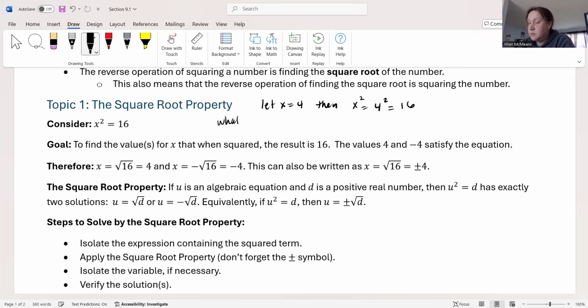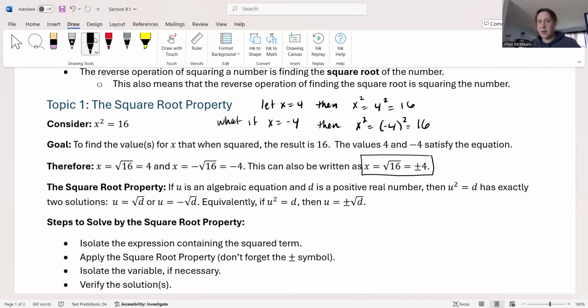What if x is negative 4? Well, then x squared would equal negative 4 squared, and it just so happens negative 4 squared is also 16. Okay, so in this situation, we have two values that give us the same result. So we have two values for x that when we square it, we get that result of 16. Therefore, we would say x equals the square root of 16 equals 4, but also x equals negative square root 16, which is negative 4. And so shorthand, we would say x equals the square root of 16, which equals plus or minus 4.